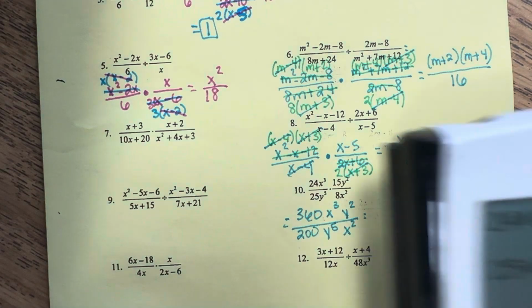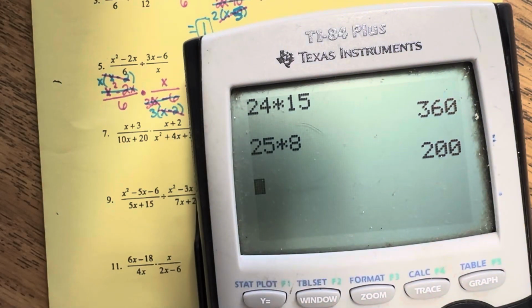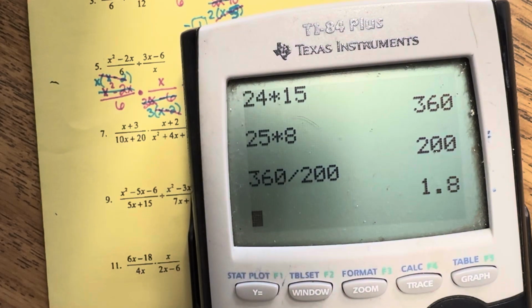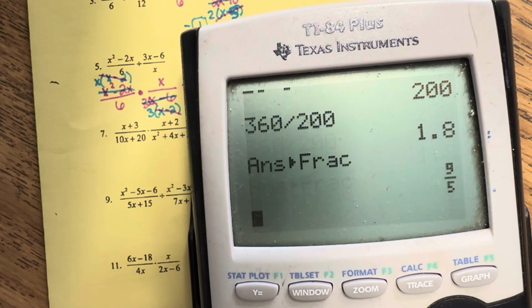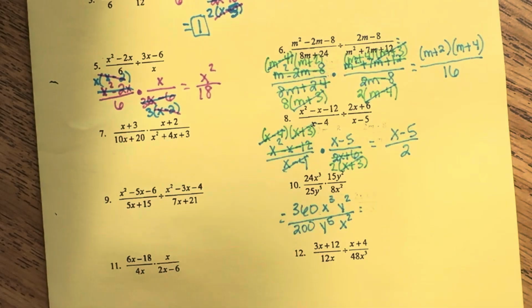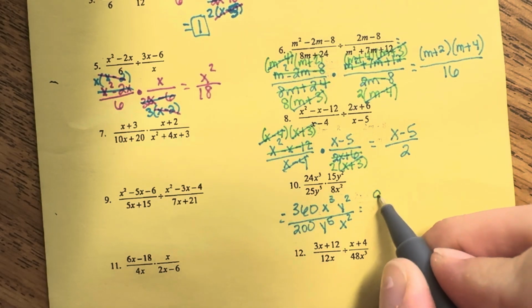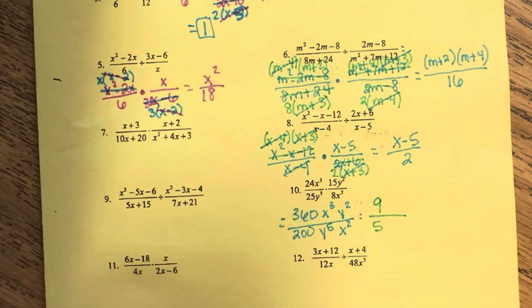So we've got 360 over 200. Hopefully the music does not start playing. Yay. And so then we math enter, and there we go. So 9 over 5. So that takes care of our numbers. And then we just want to look at the x's and the y's.